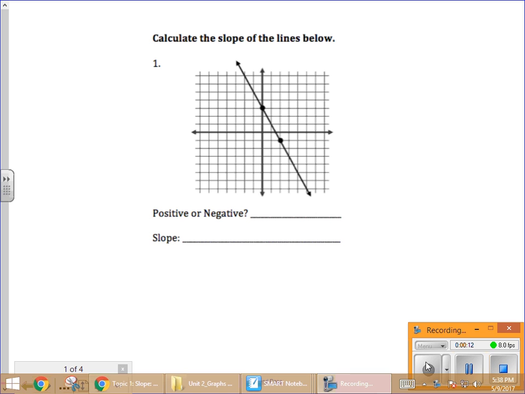If you have questions on any of the other problems that are on the practice, you either need to go to Canvas and reference the answer key sheet, or you need to come into office hours and speak with your instructor. All right, so we talked about calculating the slope of lines.